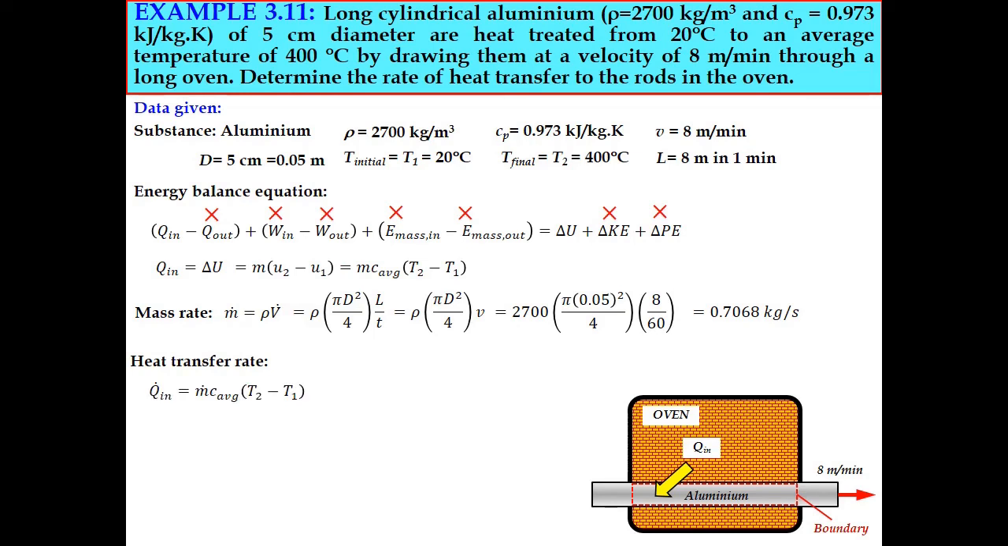For the heat transfer rate, instead of just using the formula for Q, now we need to use Q in dot, where Q in dot equal to m dot multiplied by C average multiplied by T2 minus T1. Substitute all the values that you have for mass rate, C average, which is equal to the Cp given, multiplied by the temperature difference, 400 minus 20. So we get the heat transfer rate for this problem, Q in dot equal to 261.33 kilojoule per second or kilowatt.